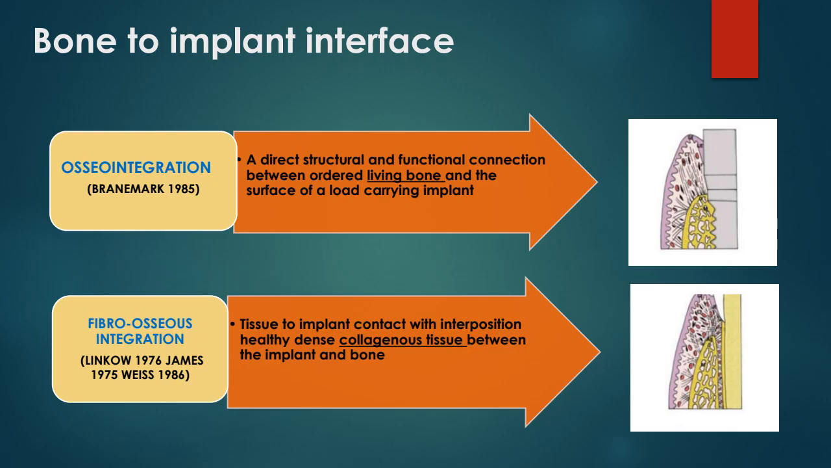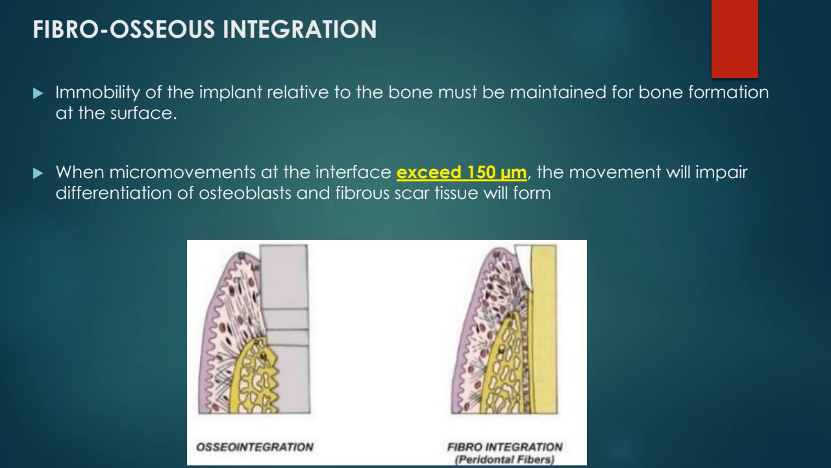So as we said, what we want when we place implants is for osseointegration to happen. There's another thing called fibro-osseous integration, which is usually undesirable in implant dentistry. There is implant tissue contact with collagenous tissue between the implant and the bone. Fibro-osseous integration, as we said, mostly happens if there is movement on the implant of more than 150 micron. So movement is not good. Movement will impair the differentiation of osteoblasts and will result in the formation of a fibrous scar, leading to fibrointegration. So we always want stability.